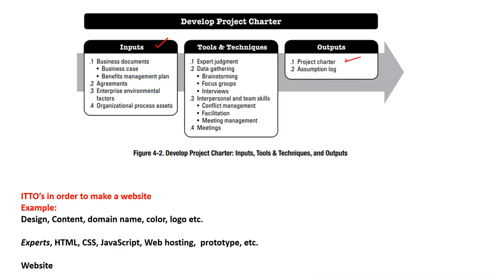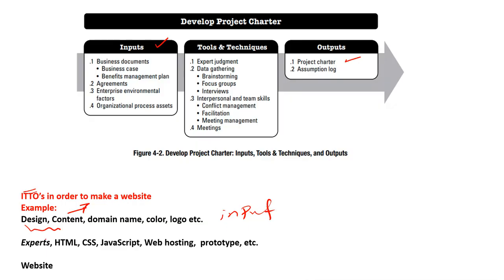So in order to make the charter, these are the inputs. First, I will explain to you the meaning of input, tools and techniques, and output. Then I will go to this page as well. ITTO means inputs, tools and techniques, and outputs. Suppose someone asks you, could you please make a website for us. In order to make the website, you will first ask what design they are looking for. Then we also need content, domain name, and color. These are the inputs in order to make the website.